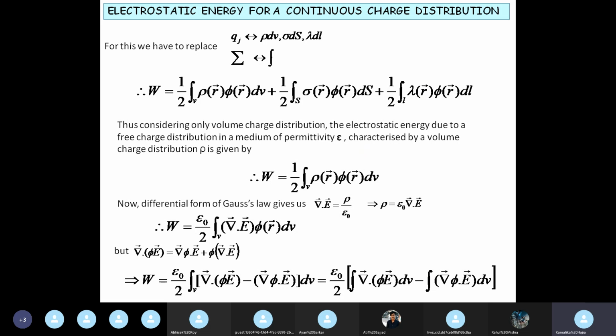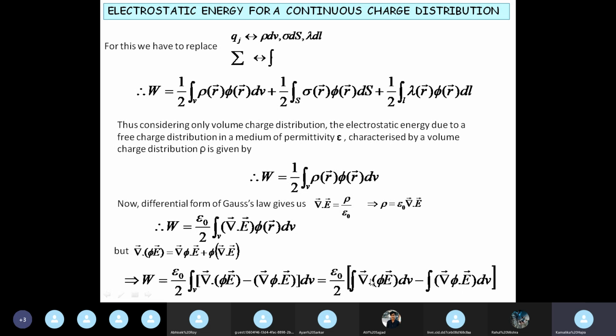So using that, in this expression over here, divergence of E into phi is therefore divergence of phi E minus grad phi dot E. I use that and therefore I'm left with this. Just two different integrals.